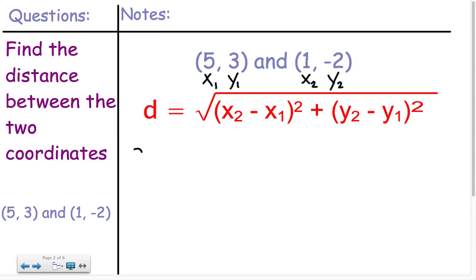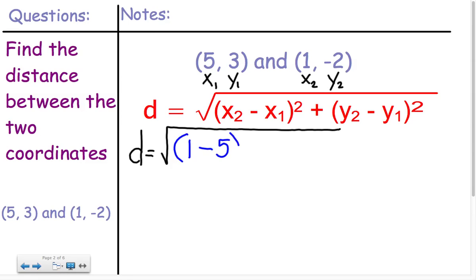All right, so let's start filling in our formula. D equals the square root, and I'm going to make a huge square root sign just like that red one, because the problem's going to be long. So x2, my x2 is 1, minus x1, which is 5, don't forget the squared, plus y2, which is negative 2, minus y1, which is 3, squared. Keep in mind this is not a formula that you have to memorize for your MCAs. It will be given to you on the formula sheet.